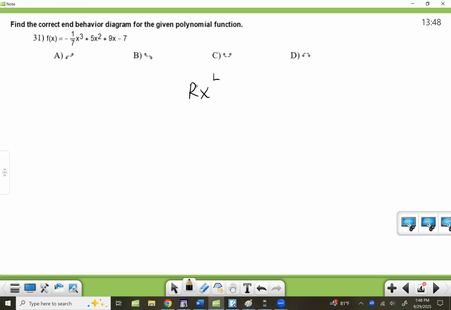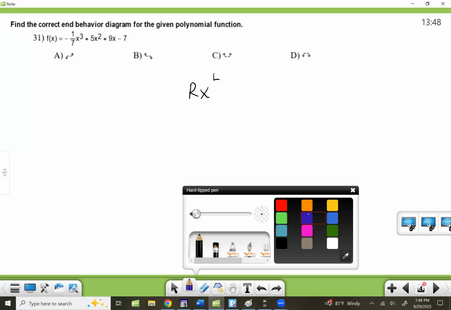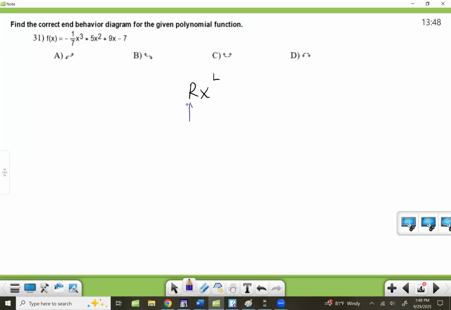So the coefficient tells us what the right is doing, and the exponent tells us what the left is doing. Now let's make sure we really get detailed about this, okay? On this number, we're looking for whether or not it's positive or negative. Okay, if it's positive, then you know that the right goes up. If it's negative, then you know that the right goes down.